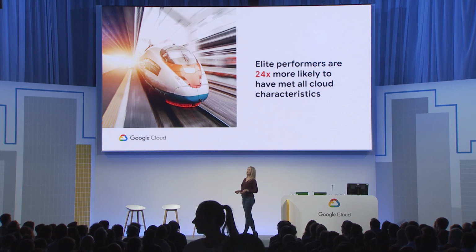Cloud is also a key component of this. And it's a differentiator for elite performance. Our elite performers are 24 times more likely to have met all cloud characteristics. And it's interesting because when I started researching this last year, we saw this, and we decided to dig into it because so oftentimes I talk to executives, and they're like, well, I did the cloud and nothing changed. Or developers, and they're like, well, we did the cloud, but nothing changed.